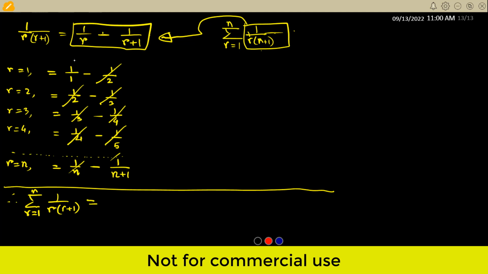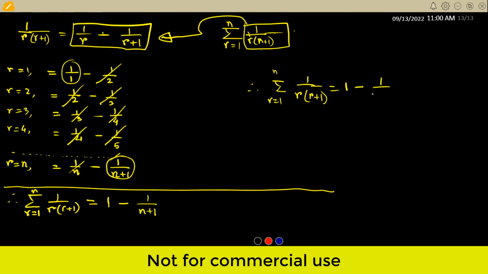Therefore, from r equals 1 to n, the sum of 1 by r into (r plus 1) equals the remaining part, which is 1 by 1, that means 1, and this remaining part, minus 1 by (n plus 1). So we have got our summation of this term. Therefore, the sum of 1 by r into (r plus 1), r equals 1 to n, is 1 minus 1 by (n plus 1). Okay, we have completed the question.